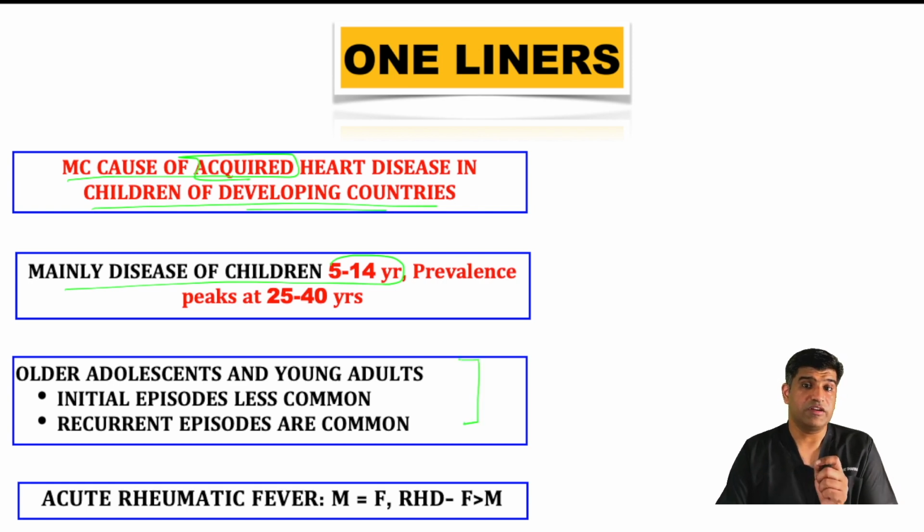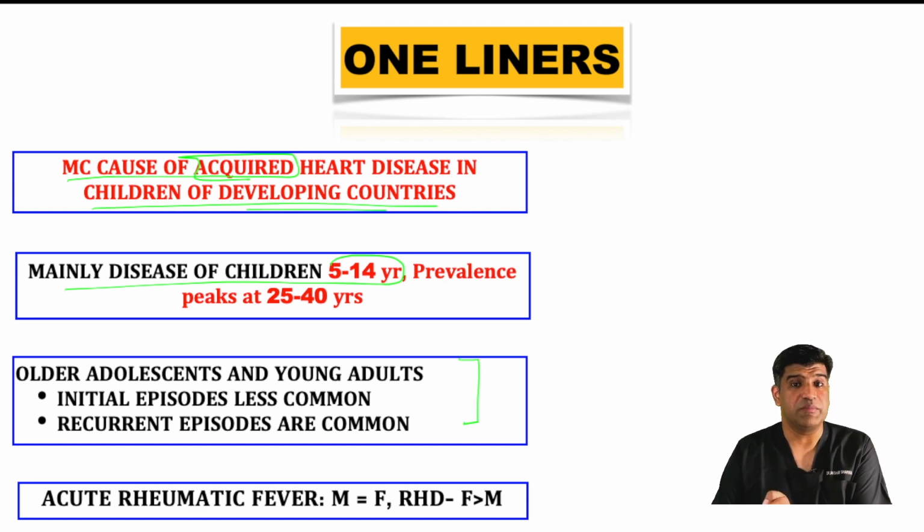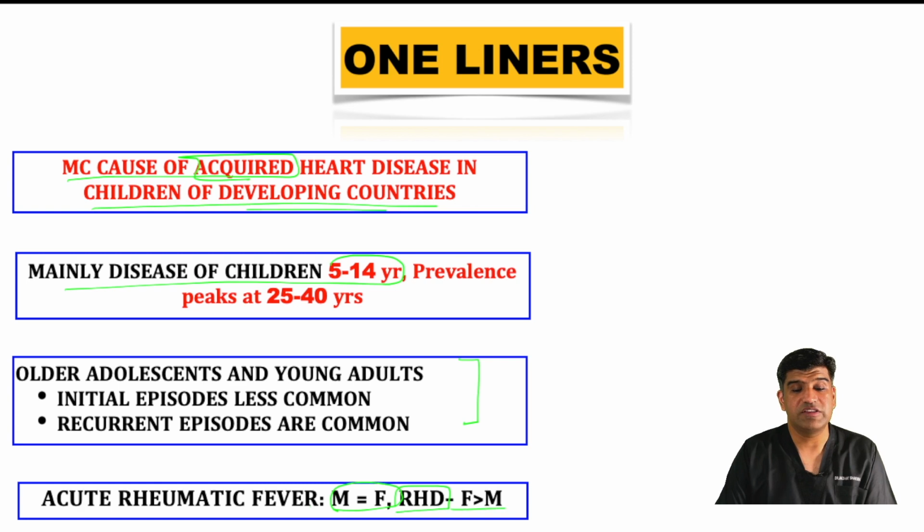In acute rheumatic fever, male and female incidence is the same. But in rheumatic heart disease, females are affected more than males. So in acute rheumatic fever, male is equal to female, and in rheumatic heart disease, RHD, the prevalence in the female population is more than in the male population.